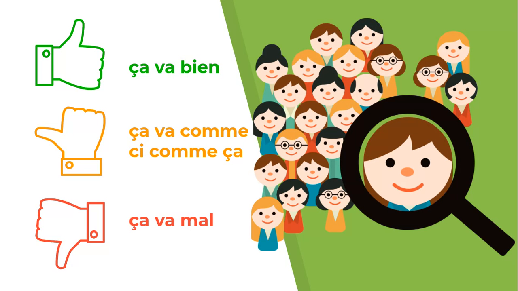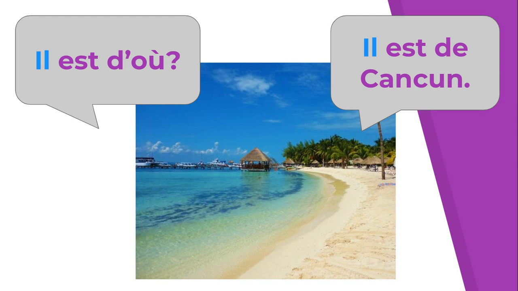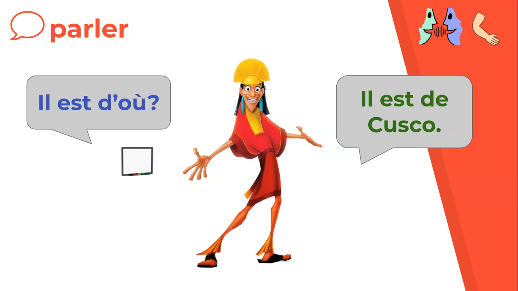Bien. Alors, ça va bien? Ça va comme ci, comme ça ou ça va mal? Bien. Alors, répétez. Il est d'où? Il est de Cancun. Elle est d'où? Elle est de Paris. Okay, so let's practice asking and answering with these ones.